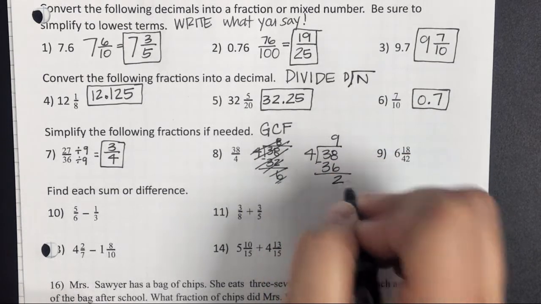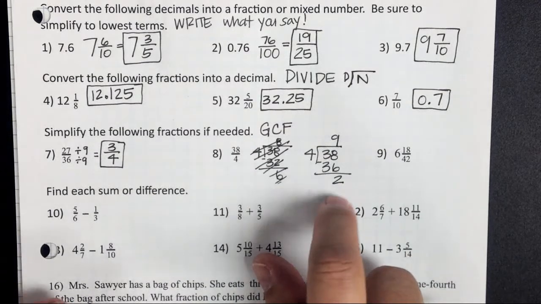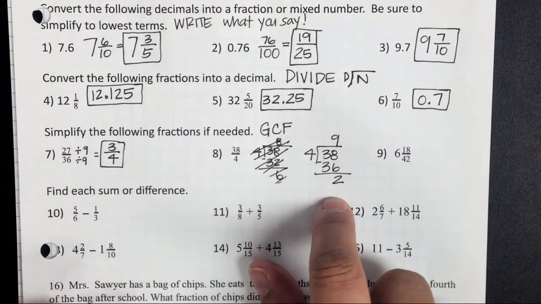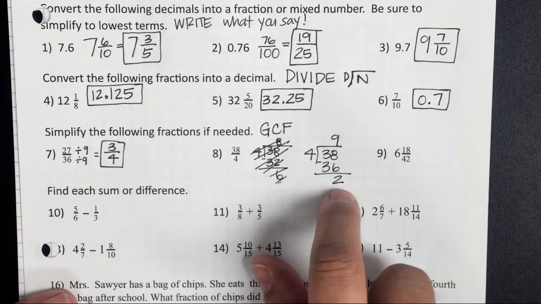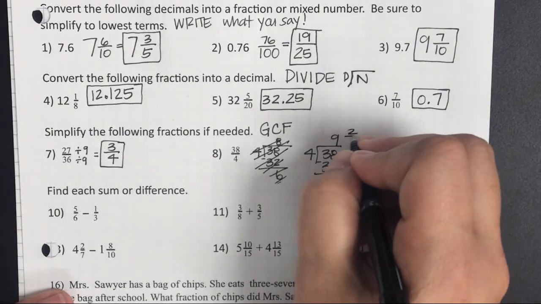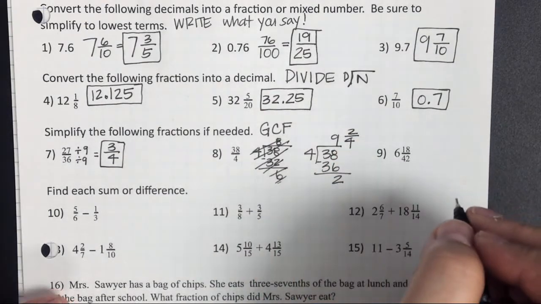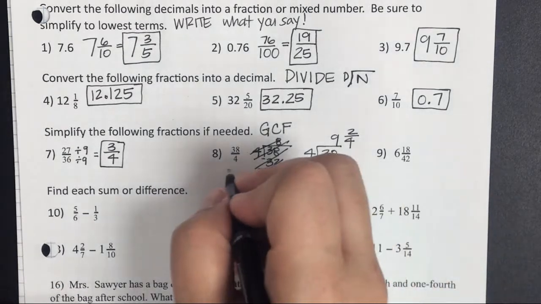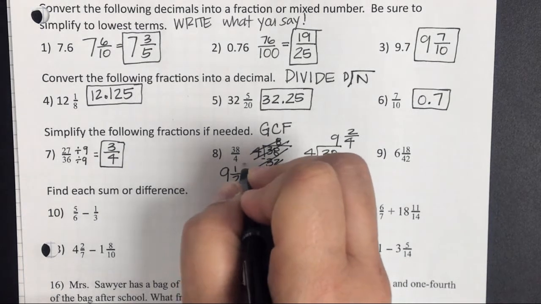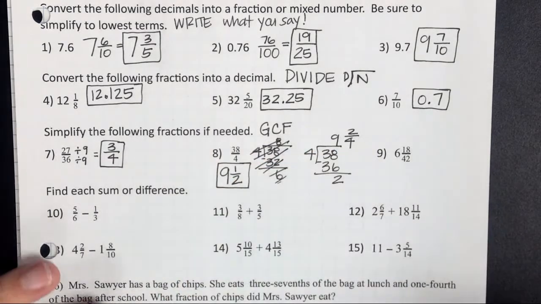Okay, now, we don't want to bring a 0 down and make a decimal, okay? We want to turn this into a fraction. Leftovers go on the top shelf of the fridge. That becomes 2/4, which we all know is the same as? 9 and 1/2. There we go.